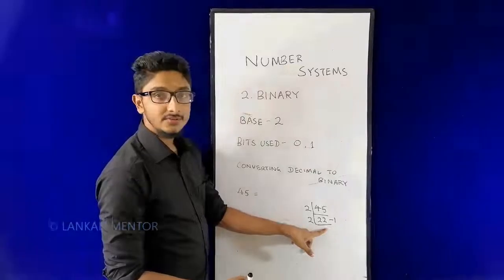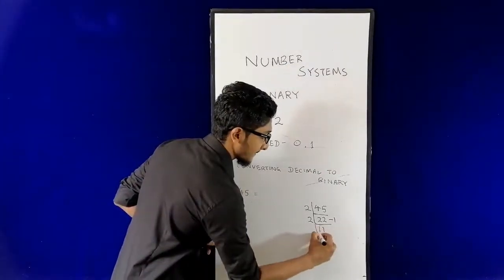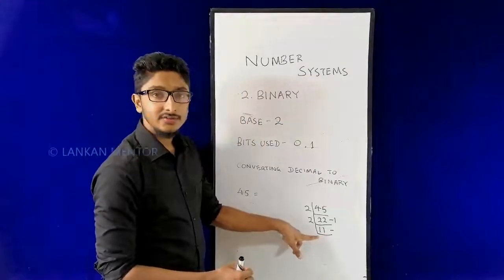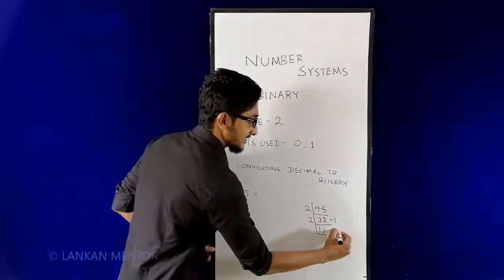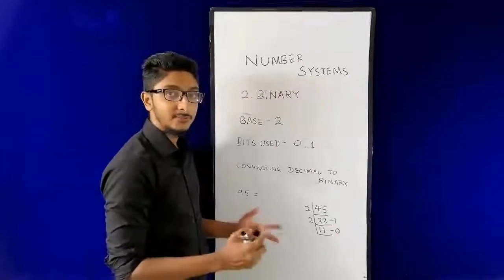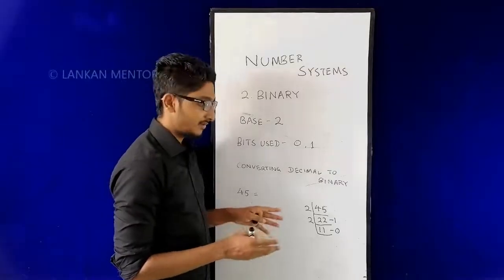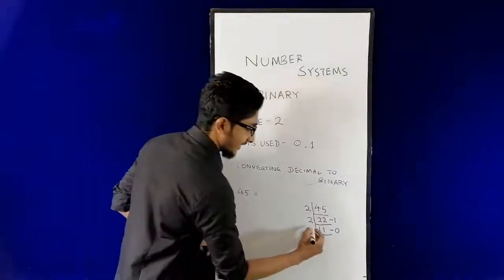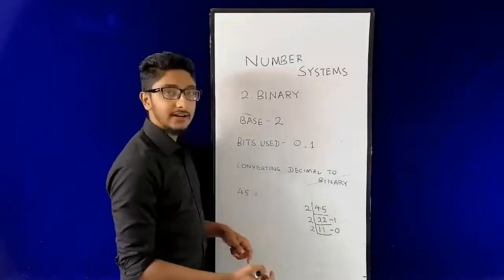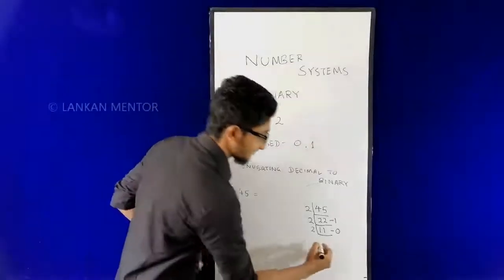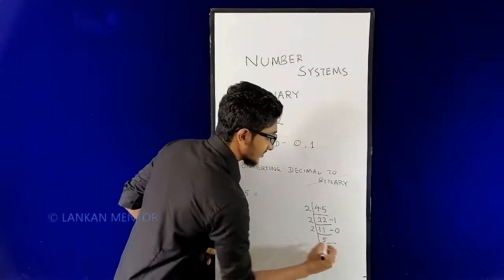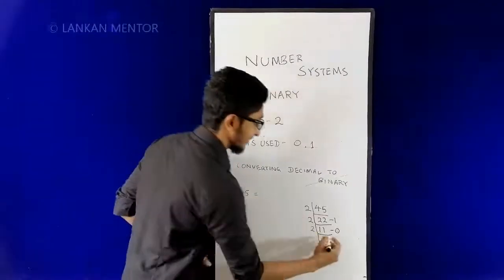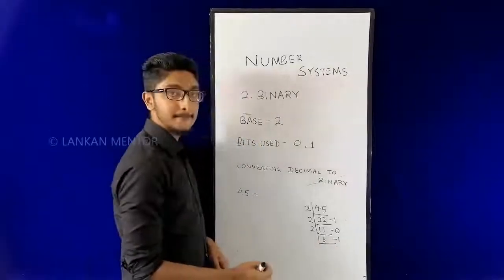How many 2s are there in 22? 11. So, are there any remainders? 2 into 11, 22. No remainder, which means 0. You have to put whether there is a remainder or not. If there is a remainder, you have to put it. No remainder, 0. Okay. Again you are dividing. How many 2s are there in 11? 5. So 2 5s are 10, which means from 11 minus 10, you have 1 remainder. So put that 1. Right?